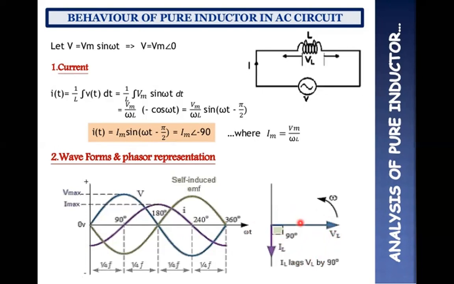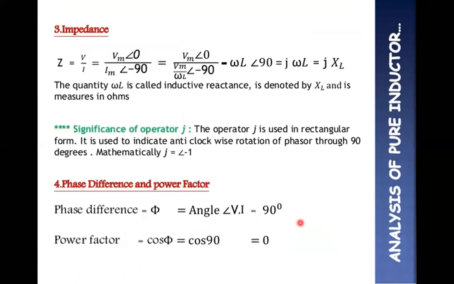Now what is the impedance in this case? Impedance Z is equal to V by I. Substituting V max and I max, finally we get j omega L. So the impedance for the inductance is omega L. This quantity omega L is called inductive reactance, because it is the resistance produced due to the inductance. It is denoted by X_L, and the unit is ohms.